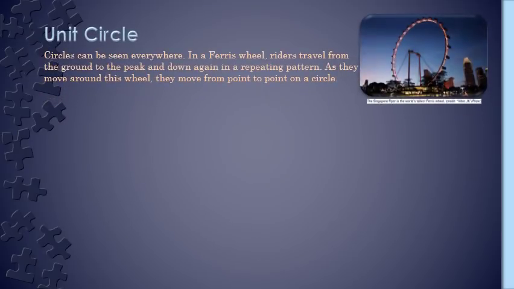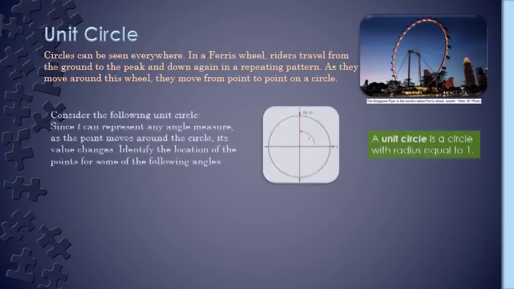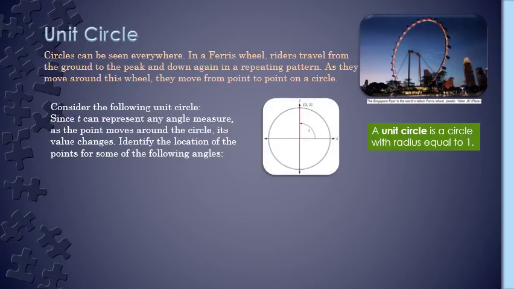So let's start by talking about the unit circle. First of all, we know that circles are everywhere. A really great example is this Ferris wheel. The circular motion repeats itself on a regular basis as riders move around the wheel. They move from point to point on a circle. So we're going to consider this unit circle.